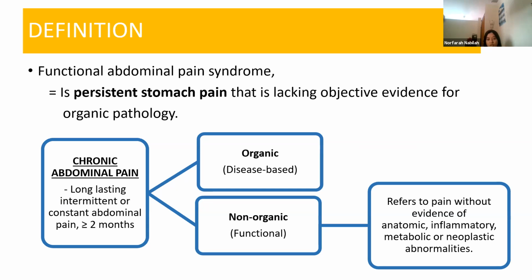Functional abdominal pain syndromes. So basically it is a persistent stomach pain that is lacking objective evidence for organic pathology. It is a chronic abdominal pain but poorly related to gut functions, and it is a referred pain, without evidence of anatomical, inflammatory, metabolic or neoplastic abnormalities. And based on what I have found in a journal, it mentions that functional abdominal pain has the highest comorbidity with psychiatric disorder.